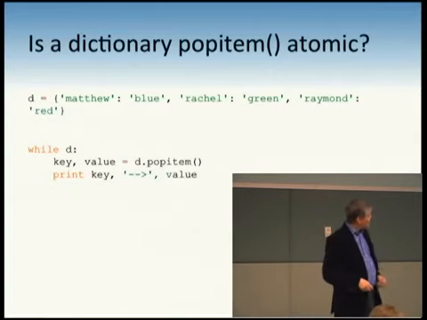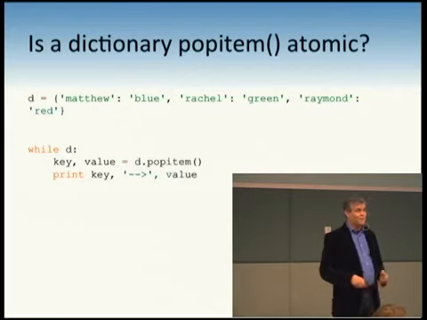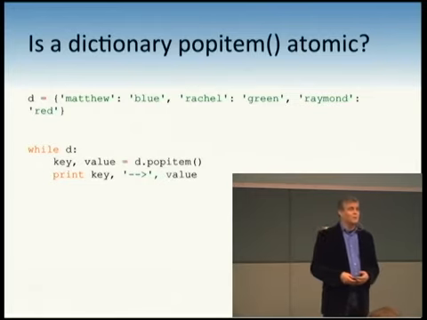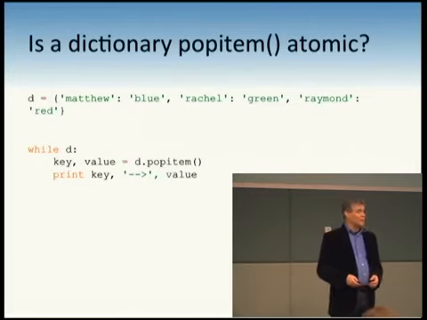Okay, so pop item, I might or might not have put in. It removes an arbitrary item. The interesting thing about it is it's atomic. So you don't have to put locks around it, so it can be used between threads to atomically pull out a task. Who learned something new?